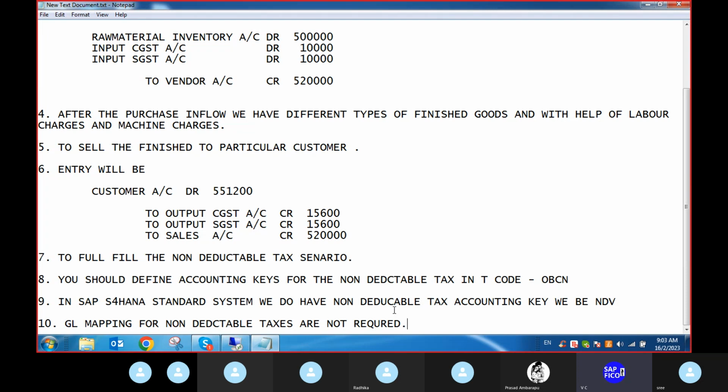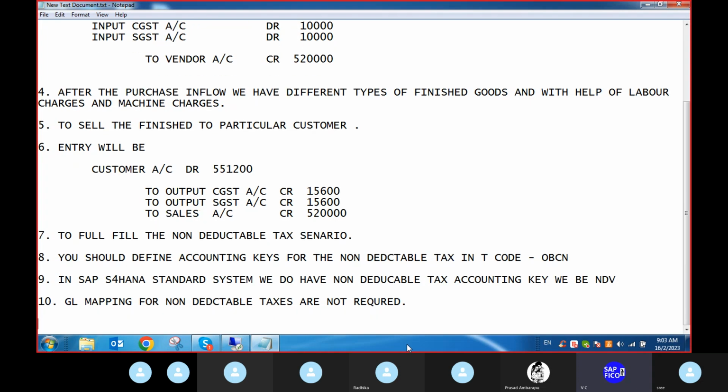Okay. So the next one, 11th point will be, so we need to create tax codes. We need to create tax codes in transaction code FTXP. So you can just write down the points, ma'am.